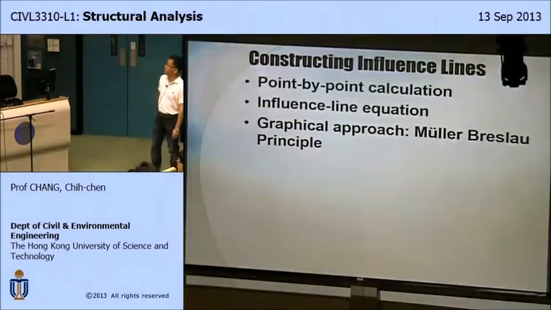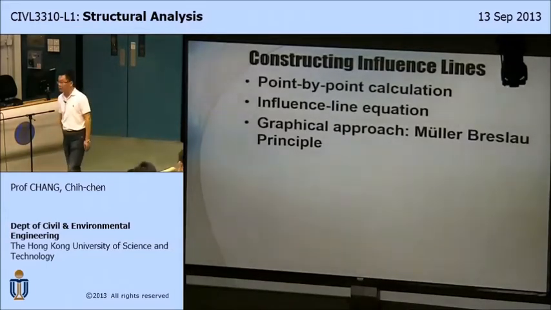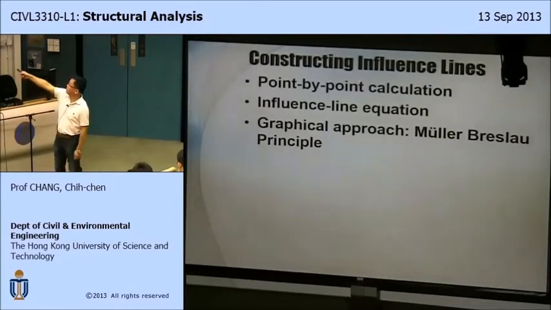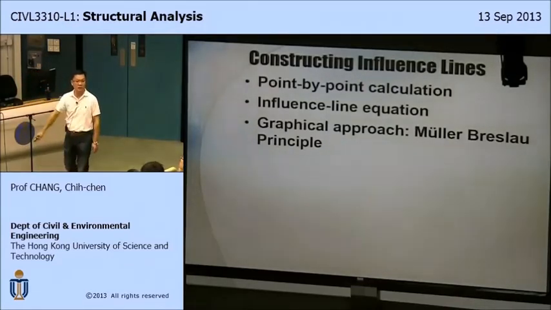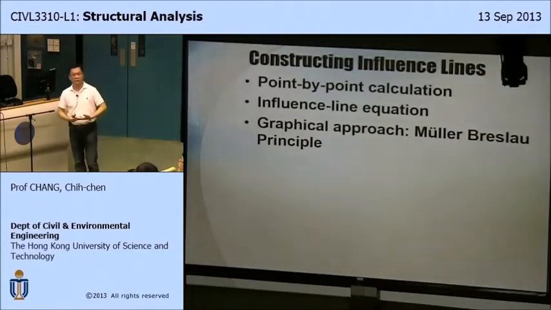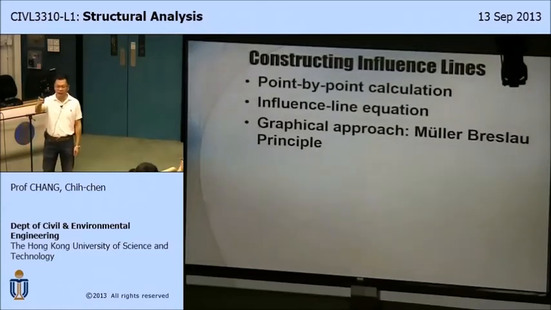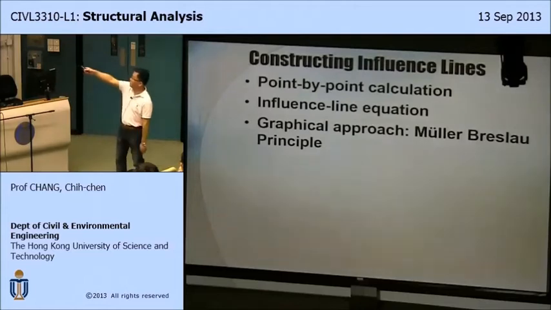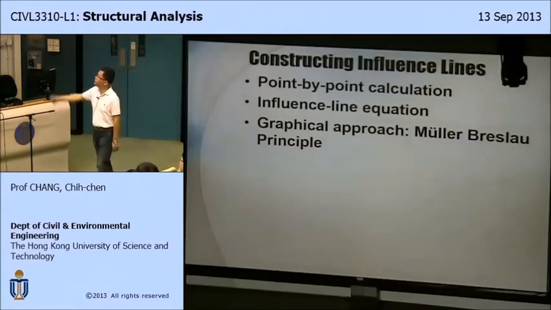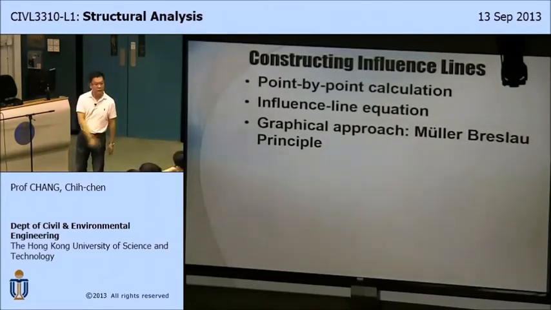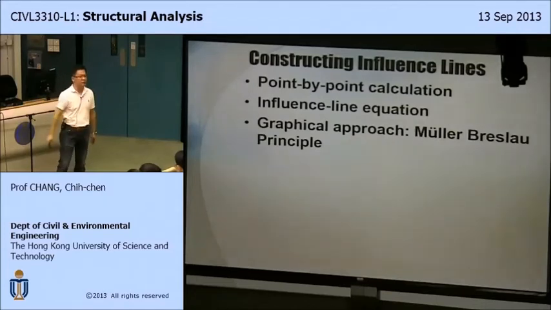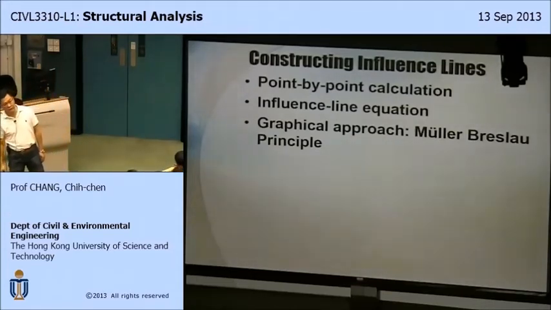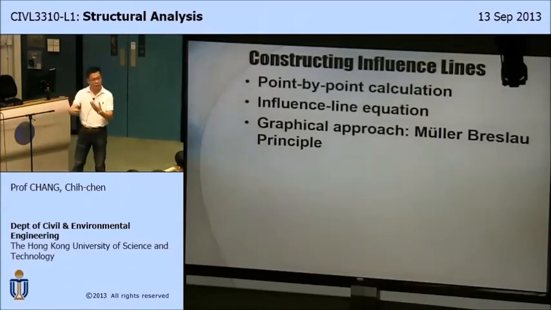Okay, so those are the definitions. Now, there are basically three ways to obtain or construct influence lines. The first one is point-by-point calculation, which basically follows the definition of the influence line. You relocate the external downward unit force at different locations, obtain the reaction or the response that you are looking for, and then plot them against the locations of the force. That's called point-by-point calculation. The second approach is called influence line equations. Instead of doing point-by-point calculations, you let the location of the loading be x, and then you just perform equilibrium.